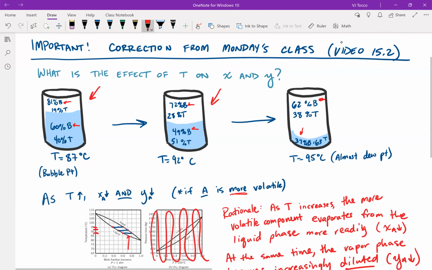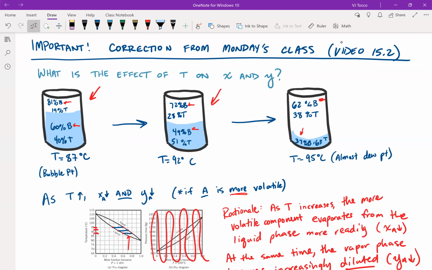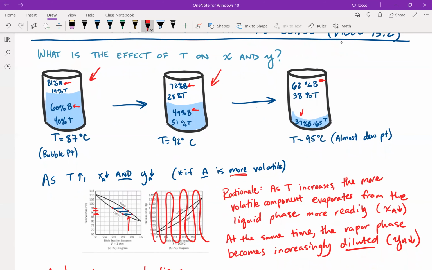This is the way I rationalized it in my head. So as temperature is increasing, the more volatile component is evaporating from the liquid phase more readily. That part I hope makes sense. The more volatile component should be leaving the liquid phase more readily than the less volatile component. Therefore, the composition of the more volatile component, XA, should be decreasing. The one that doesn't really make sense is why the composition in the vapor phase also decreases. So why does YA decrease if the more volatile component is leaving the liquid phase? It should be going into the vapor phase at a greater rate. And that is because it is becoming more and more diluted.